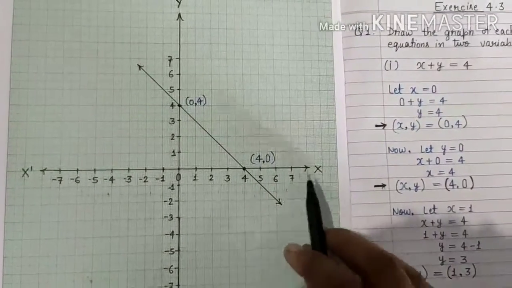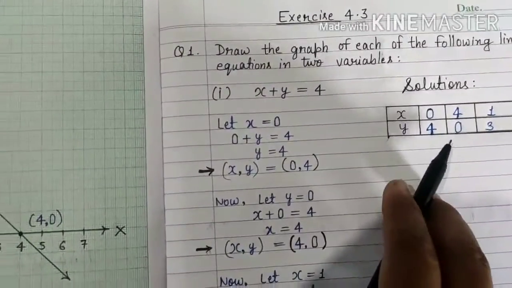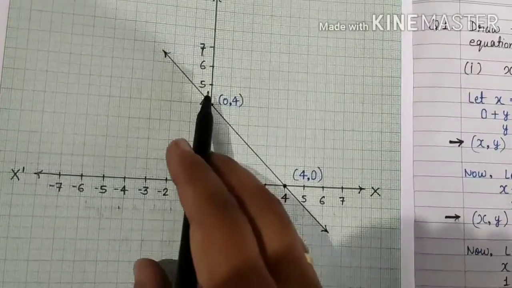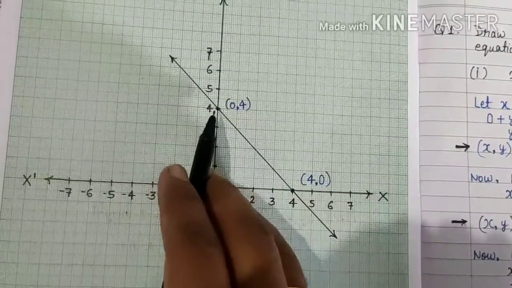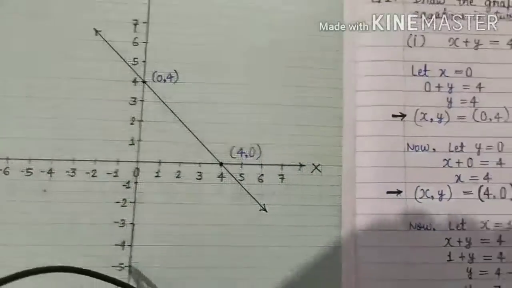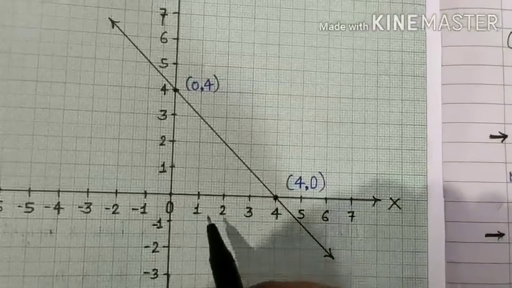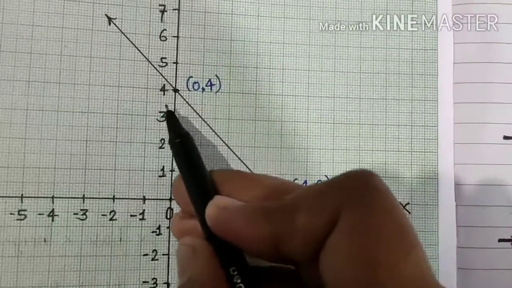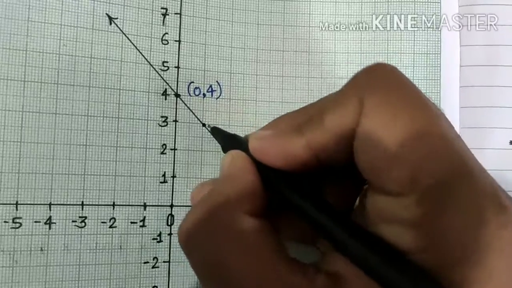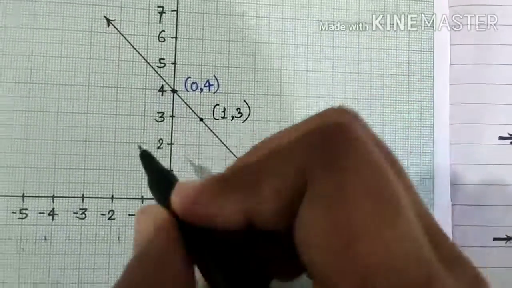So now as you can see, on the basis of these two solutions 0, 4 and 4, 0, we have drawn the straight line. First we plotted these points on the graph, and then using these 2 points we joined them with the straight line. Now if you check, 1, 3 is another solution. Is it coming on this line or not? 1 is there, go straight, and 3 will come this way. So see, this shows 1, 3 also, coming on the same line.